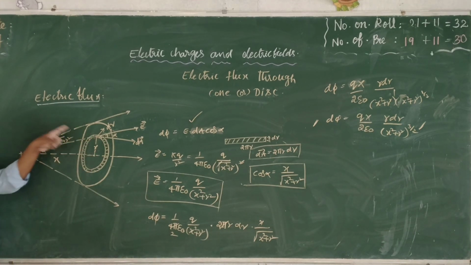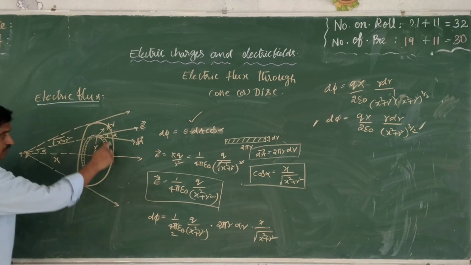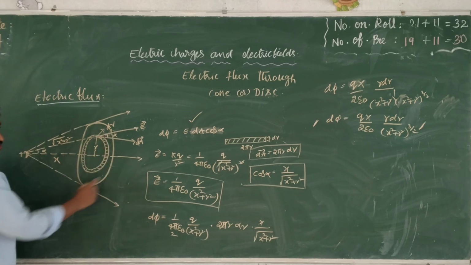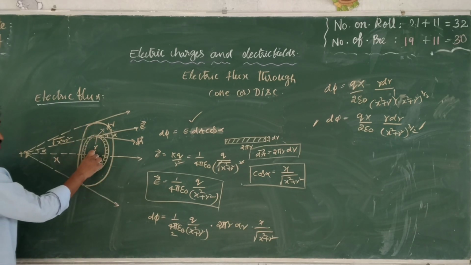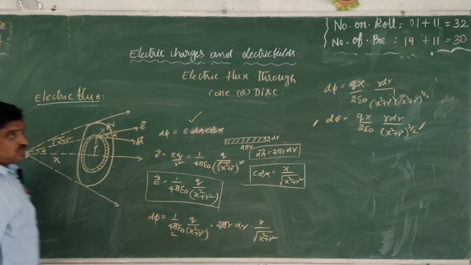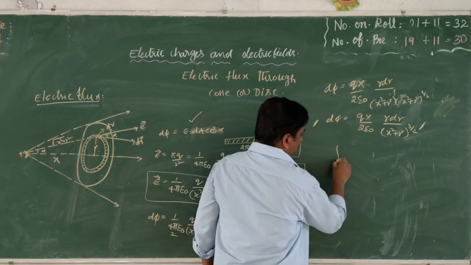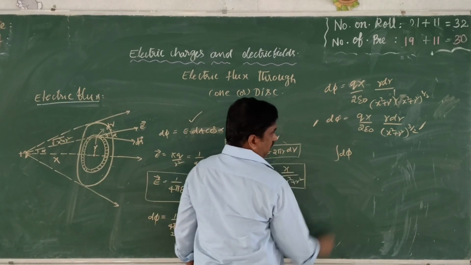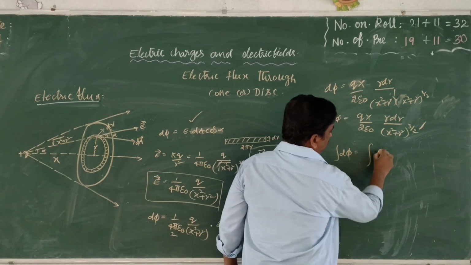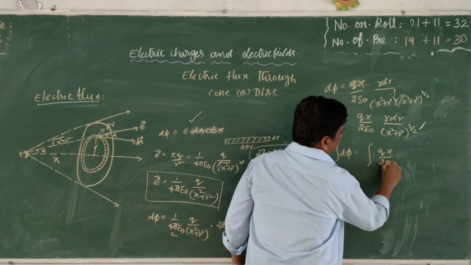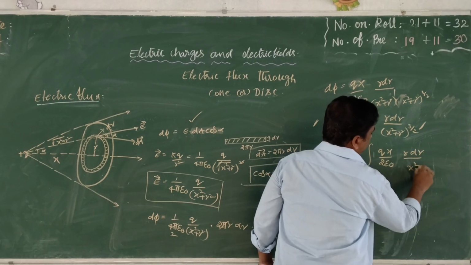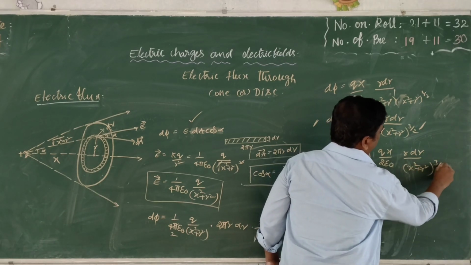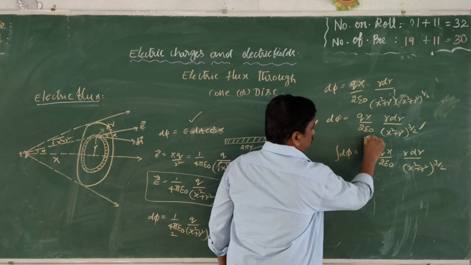How many such rings are there? Infinitely many. So for the total, the radius goes from the starting point 0 to capital R. That is the interval. We add them all, so we can write d phi integrated: integral of q x by 2 epsilon naught into r dr by x square plus r square whole power 3 by 2, with interval 0 to capital R.